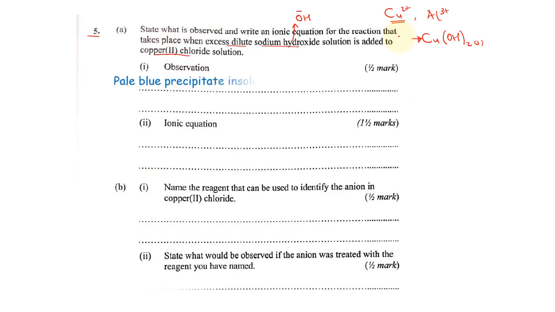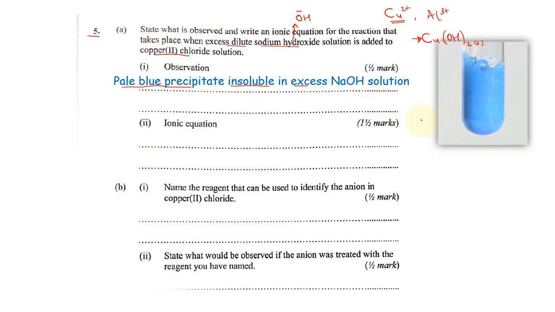So for the observation, we shall see a pale blue precipitate insoluble in excess sodium hydroxide. If we add dilute sodium hydroxide to copper 2 chloride, we shall see a pale blue precipitate. Basically, a precipitate is just solid particles being formed, and when we add sodium hydroxide in excess, the precipitate will remain. So we form a pale blue precipitate insoluble in sodium hydroxide solution. Here we have our blue precipitate. It's quite hard to tell whether it's pale blue or deep blue, but we normally form a pale blue precipitate.